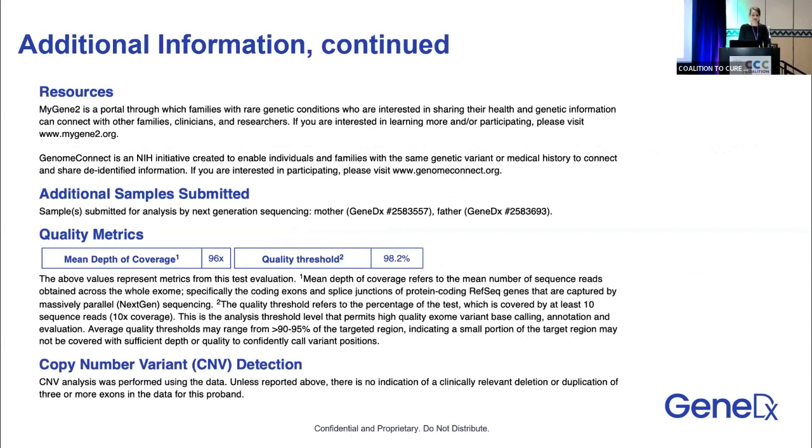And then you can have additional information on the report, including resources. So if there are any, what resources are available about the gene or the condition, we provide. And then if mom and dad submitted samples, we have that indicated on the report. The quality metrics is just about the actual sequencing reads for the data for their analysis. And then if there were any copy number variants detected, so copy number variants are those large deletions or duplications of genetic material.